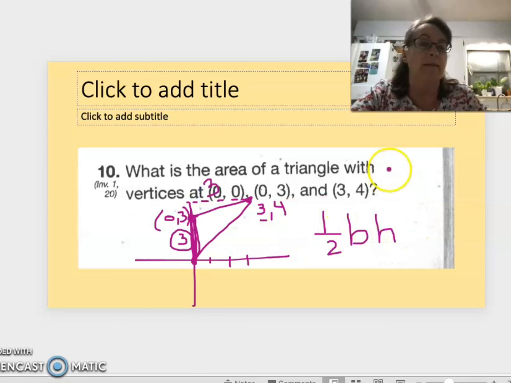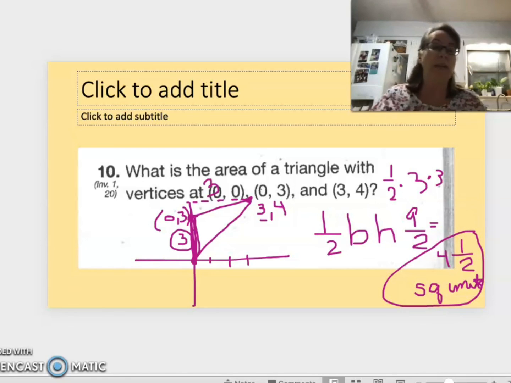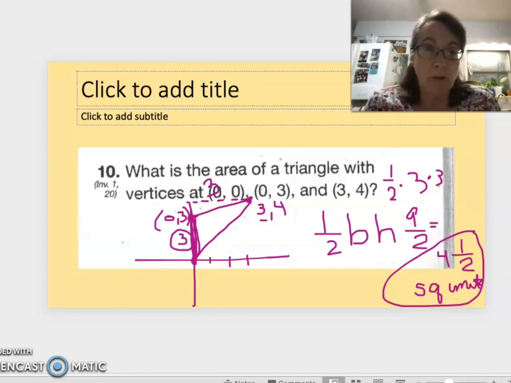So 1/2 base times height is 1/2 times 3 for the base times 3 for the height. 1/2 times 9 is 9/2, which is 4 and 1/2 square units. Since we don't have units, we're still going to put square units. You should show your units. Even if you're not sure what the units are, you can write square units. And we are done with your review for the first half of your midterm exam.